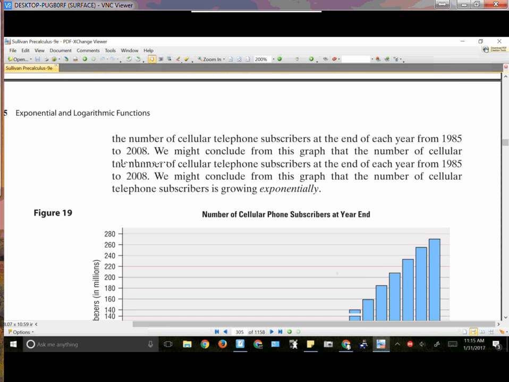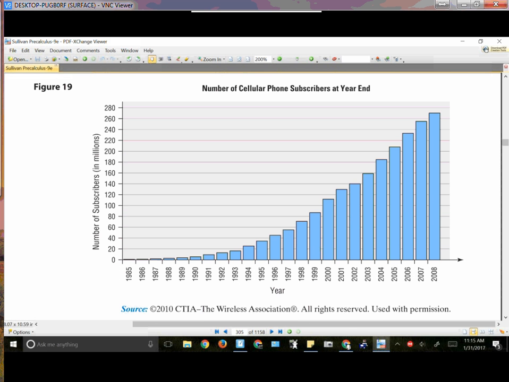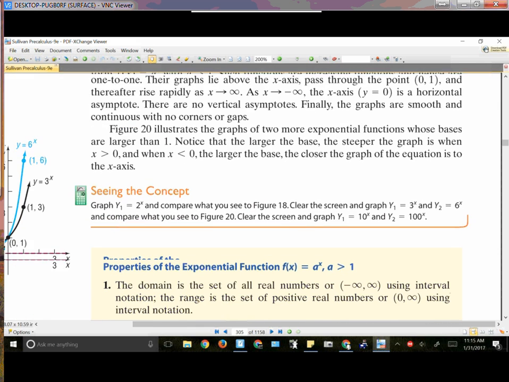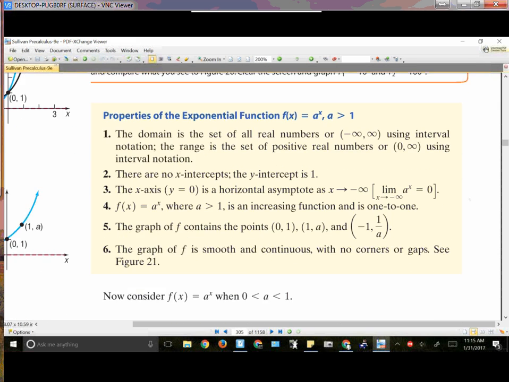So, if I look at this, number of cell phone subscribers at year end, does that look like exponential growth? Kind of. I can use exponential growth to identify what's going on here. Okay? So, properties of exponential functions.